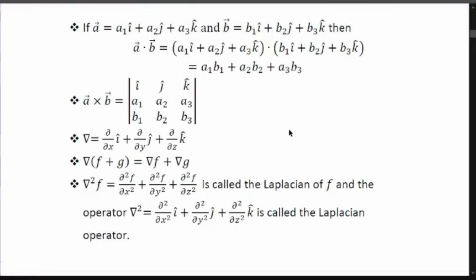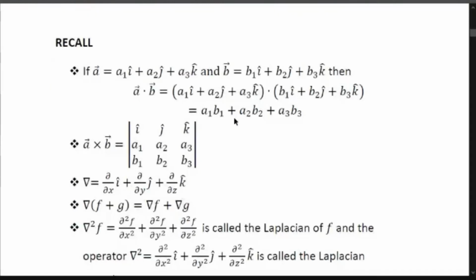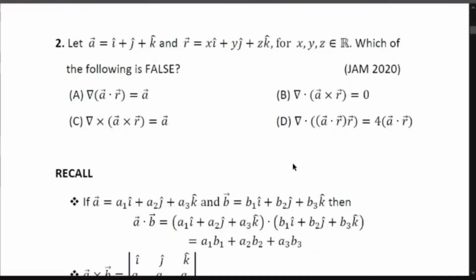So when we have del cross a vector, you can use the vector del here. We have defined the vector del here. That is dou by dou x i plus dou by dou y j plus dou by dou z k. So instead of a1, a2, a3, you can use dou by dou x, dou by dou y, dou by dou z. So that is how you calculate del cross B. Okay. So now we can do this problem.